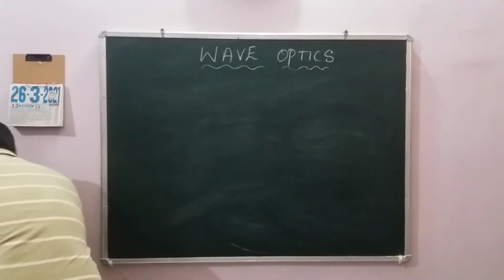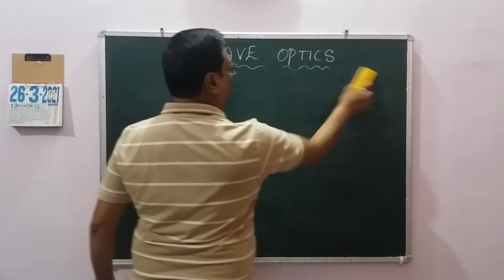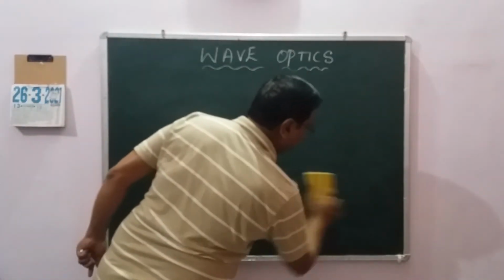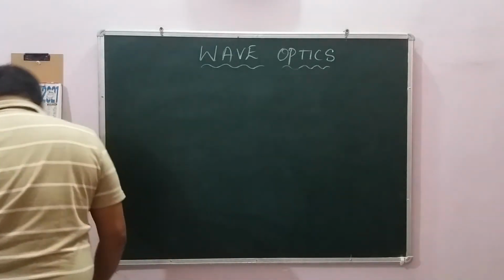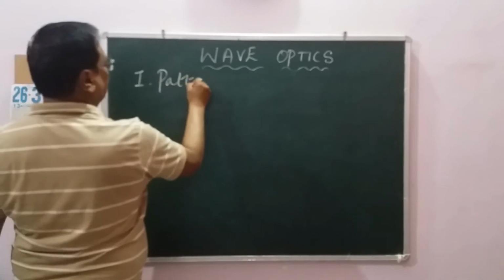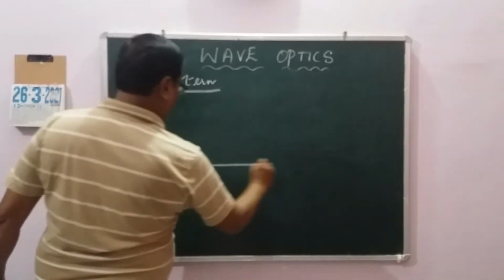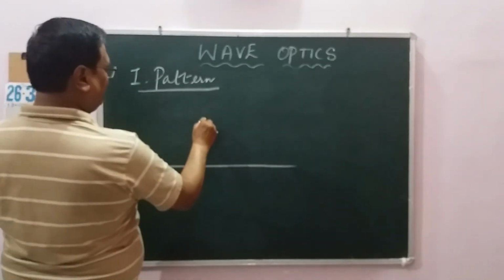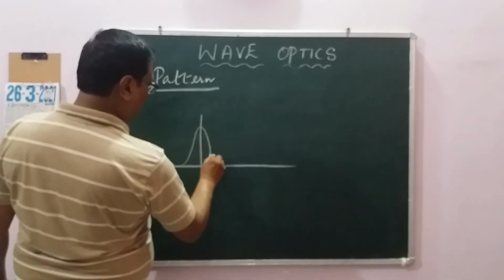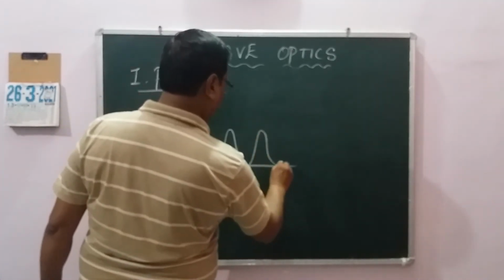Before I conclude, two points I would like to say. One is the interference pattern, another is the diffraction pattern. Look at the interference pattern. You can take the x-axis and draw the central point. You will find that all the bright fringes are of equal intensity, right?